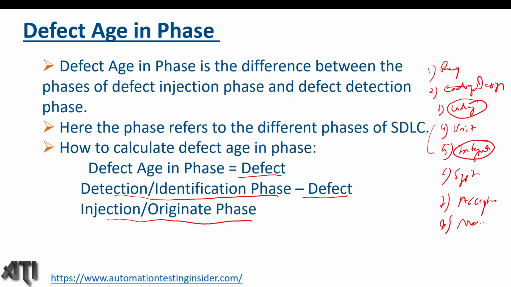So let's say we found a defect that originated in the coding phase but was detected in integration testing. Here is the formula: the defect detection phase, so it is identified in the integration phase, minus the defect injection or origination phase, so it is originated in the coding phase. So what is the difference? 2, right? There is a difference of 2 phases, so the defect age will be 2 here. This is how we calculate defect age in phases.